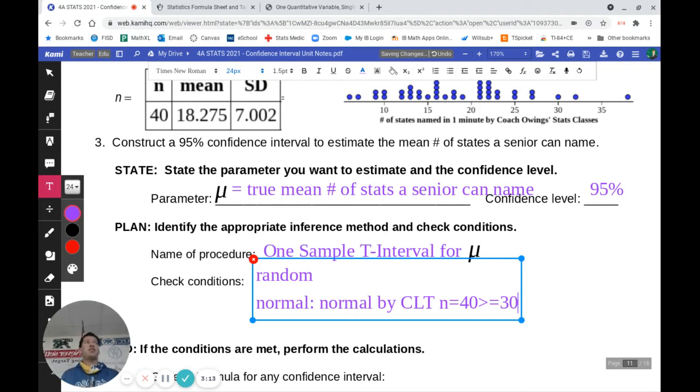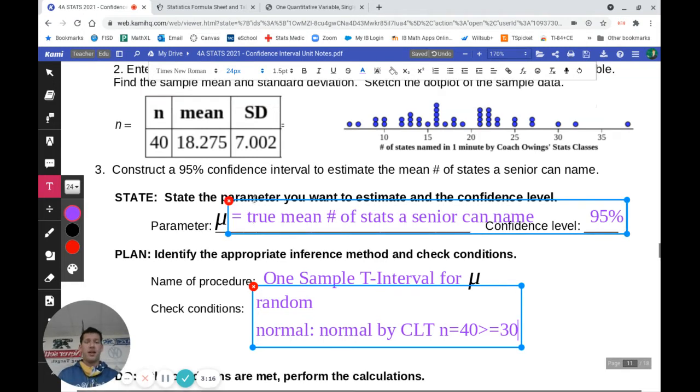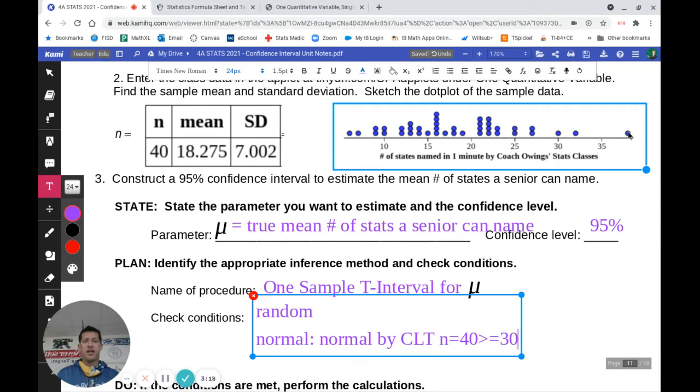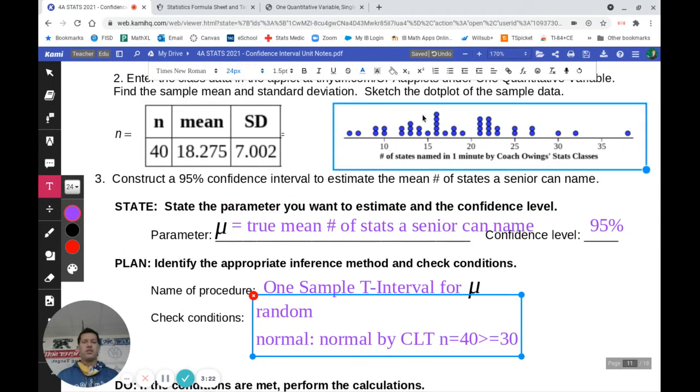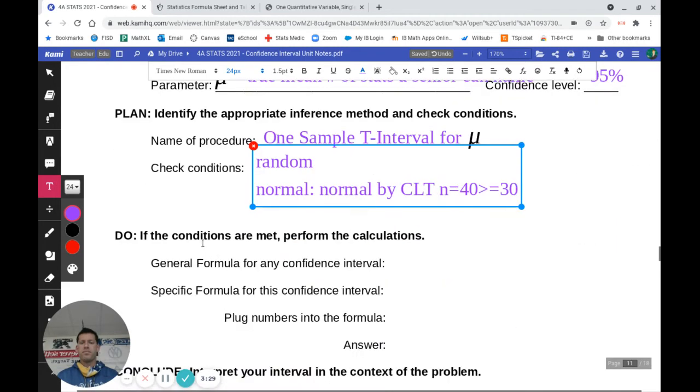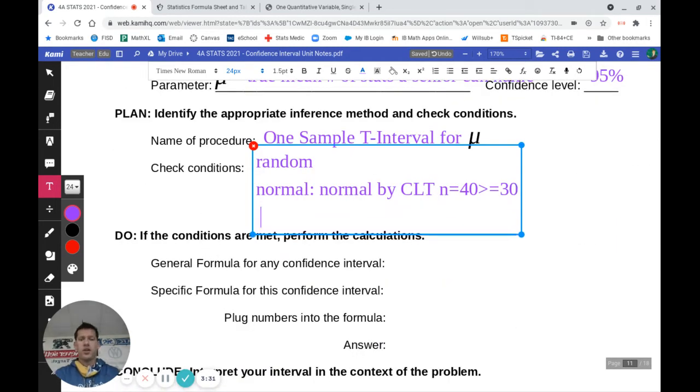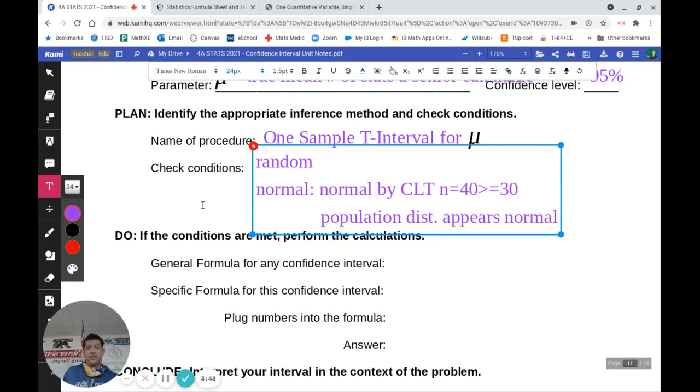If we don't know the population, you can also look at the dot plot. I might see a couple outliers out there. I can check using my outlier formula, but it does look pretty normal just from the distribution there. So that's another way we can check normal: by the CLT or the population distribution appears normal. However, that's not every senior, that's just my stats seniors.